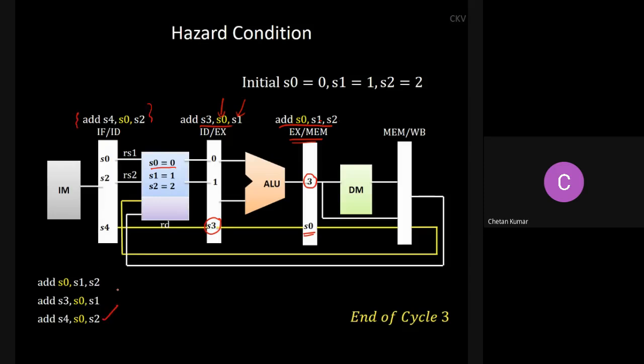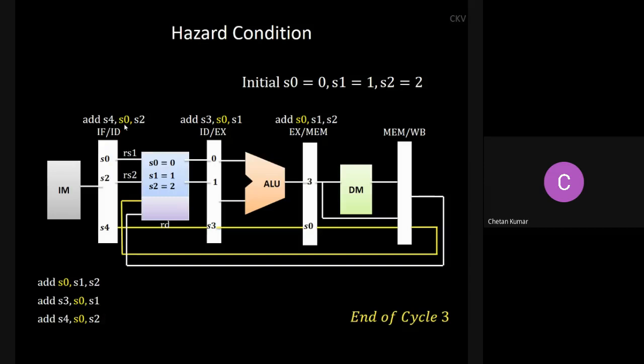Okay, this instruction gets fetched. So your RS1 field will now have S0, your RS2 field will now have S2, and your destination field will now have S4. Okay, so this is at the end of the third clock cycle. So here you are clearly able to see the problem. What is the problem?